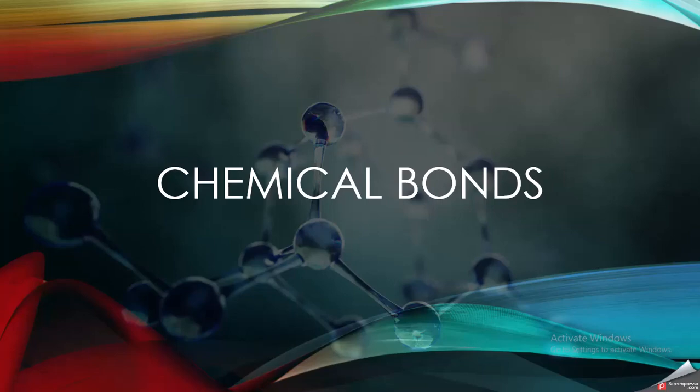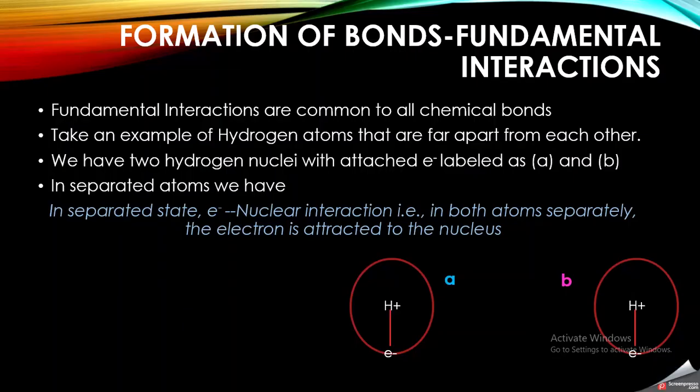In this video, we are going to start the basics of chemical bonding, and then we will move forward to study the models of chemical bonding, starting from the Lewis structures. So there are certain fundamental interactions in the bond formation. Whenever a chemical bond is formed, certain interactions take place between two atoms.